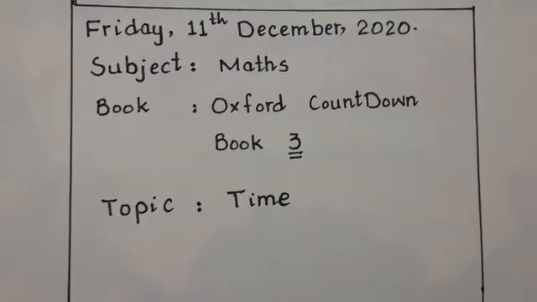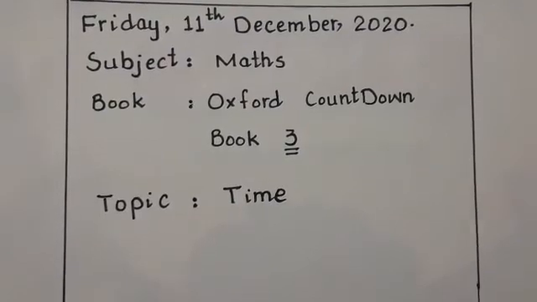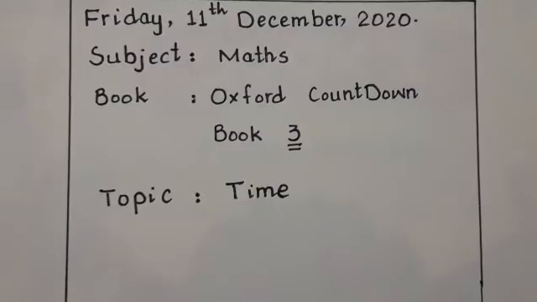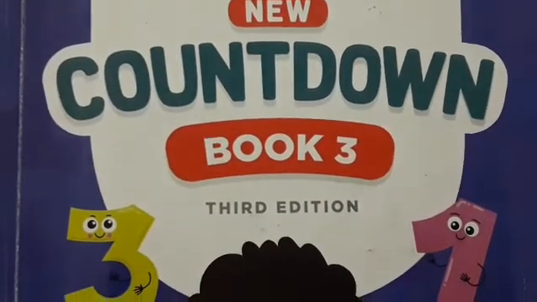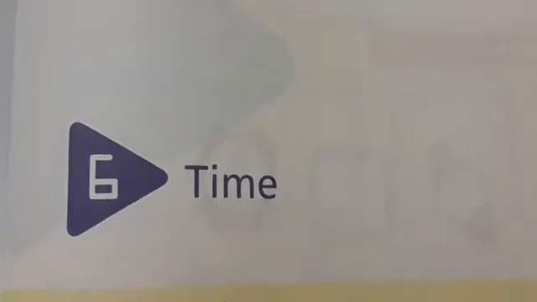Students, today is Friday, 11 December 2020. Subject is Maths. Book is Oxford Countdown Book 3. And today our topic is Time. Students, take out your Countdown Book 3. Today we will start our new chapter number 6, Time.